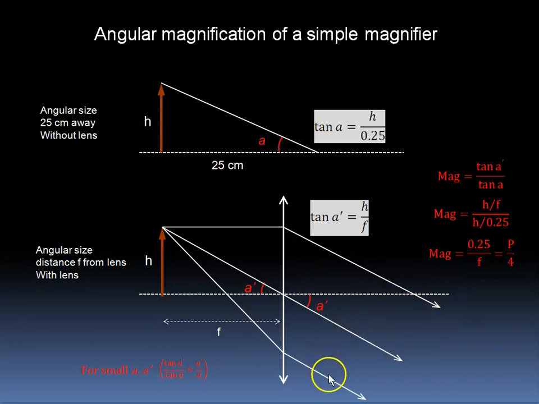Another added benefit is that the outgoing rays are non-vergent and therefore require no accommodation. The outgoing rays are non-vergent because the object is at the primary focal point of the lens.